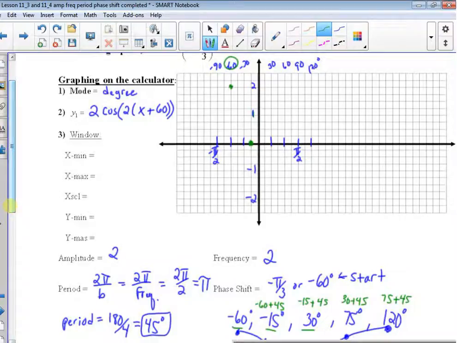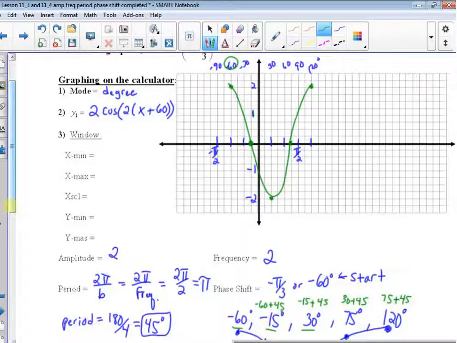So I'm going to go to positive 30, which is right here, and go down to negative 2, because it has to look like the cosine curve. And then 75. So if this is 60 and this is 90, 75 is going to be right in the middle. And then I'm finishing my graph at 120, and that's going to be up at 2. So that is one complete cycle of this curve, okay?